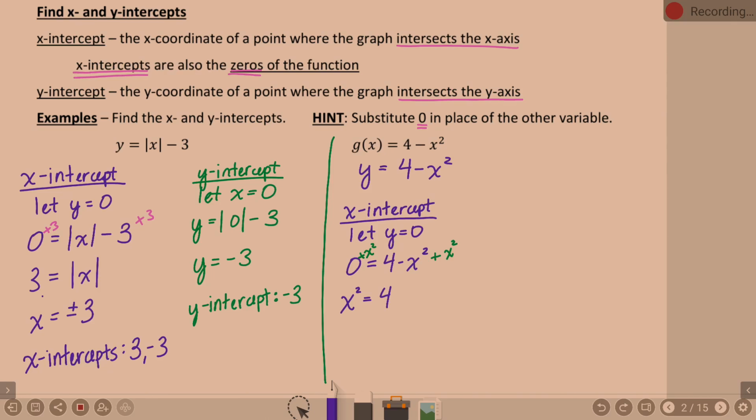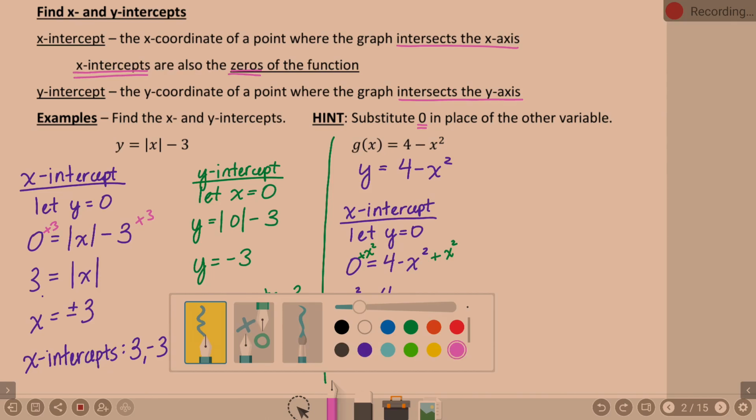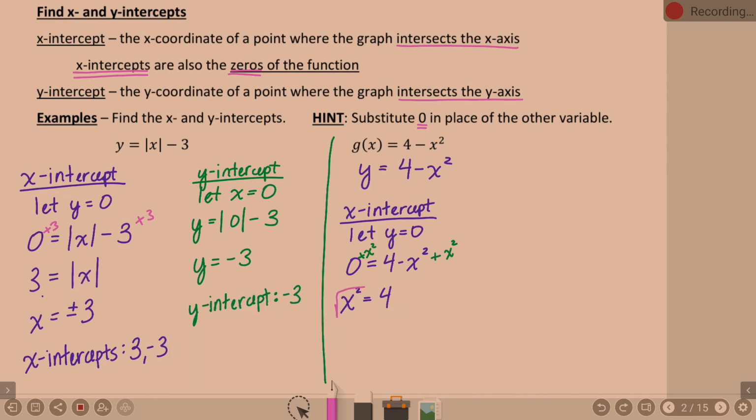How do I find x? Someone said it, I just wasn't quite ready for it at the time. Square root. We're going to square root, yes. Remember when you have x squared, to get x squared to become x, you square root. If you square root the left, you do the same to the right. You got it. The square root of x squared is x. What's the square root of 4?